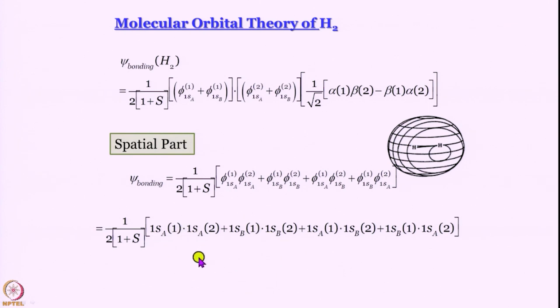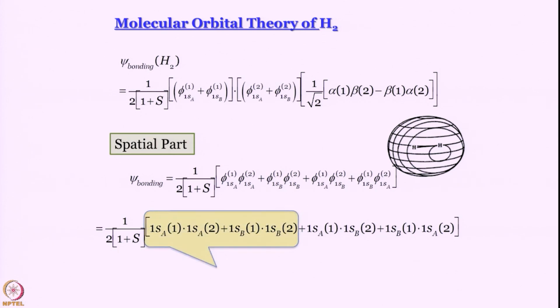The first term tells you 1sa has electron number 1, 1sa itself has electron number 2. The second term tells you 1sb has electron number 1, 1sb itself has electron number 2. Third term tells you electron number 1 is in 1sa, electron number 2 is in 1sb. Fourth term tells you electron number 1 is in 1sb, electron number 2 is in 1sa. So, the last 2 terms are okay, they tell you about the neutral dihydrogen molecule.